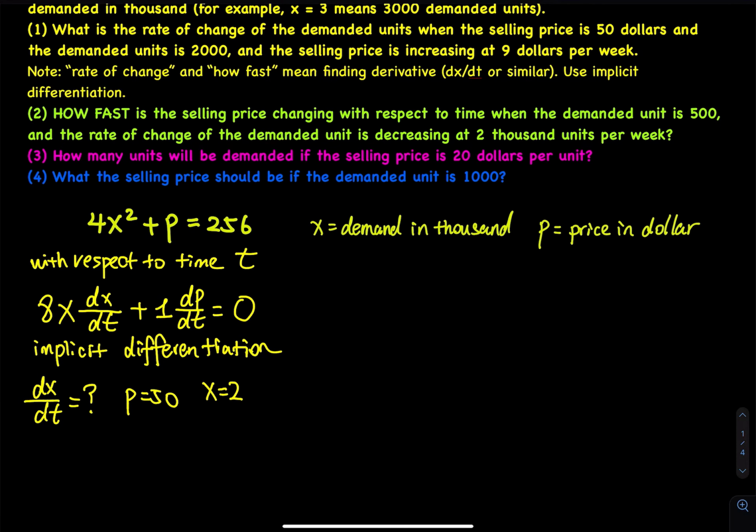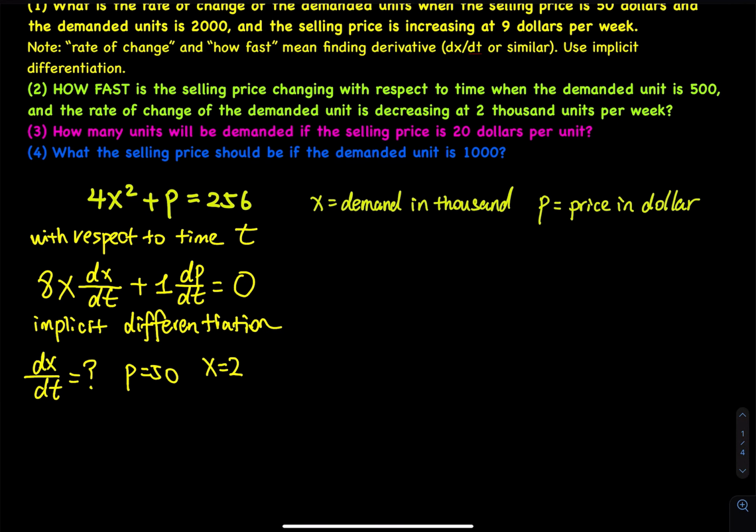So I'm going to write dP/dt. So dP/dt is equal to positive 9. I'm going to mention the positive as well, because this is increasing $9 per week. So dollars per week.